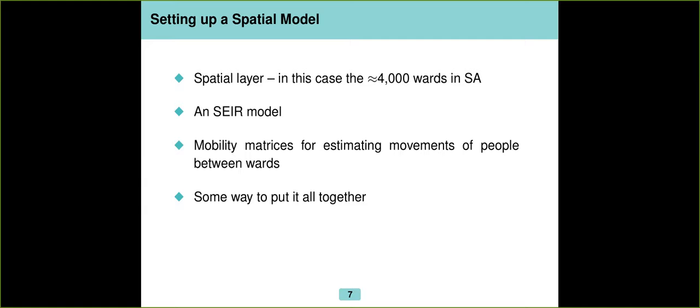So you need an SEIR model, and you need some way of measuring how people have moved between your spatial units, in this case, wards. We used mobility matrices for estimating the movement of people between wards. And of course, we don't want that to be a static thing. We wanted that to be as accurate as possible. And thankfully, Vodacom stepped in and made available the detailed data they had on tracking people moving between wards, monitoring the actual cell phone movements. So we were able to access that data, and that gave us a decent estimate of what we thought population movements were.